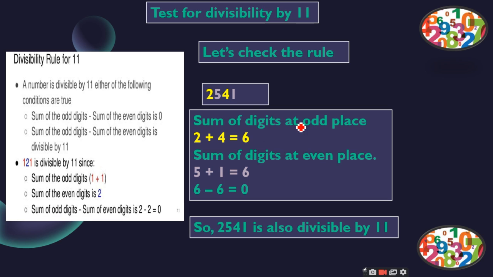So the sum of the digits at odd places is 2 plus 4 is equal to 6, and the sum of the digits at even places is 5 plus 1 is equal to 6. When we subtract the sum of the odd digits and the sum of the even digits, the answer is 0. So the number is divisible by 11. And if the answer is divisible by 11, then the whole number is also divisible by 11.